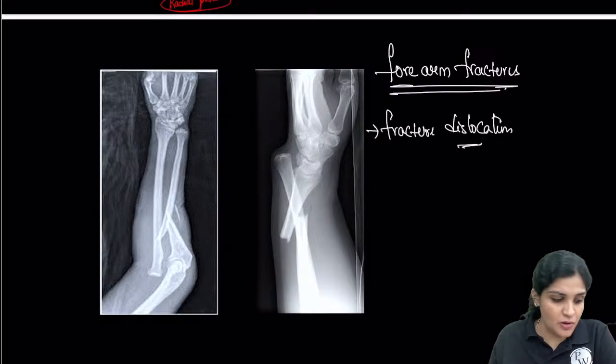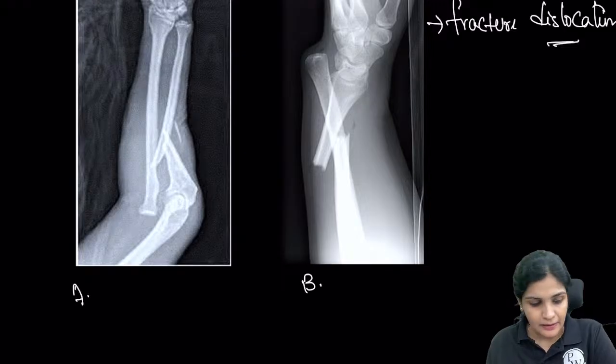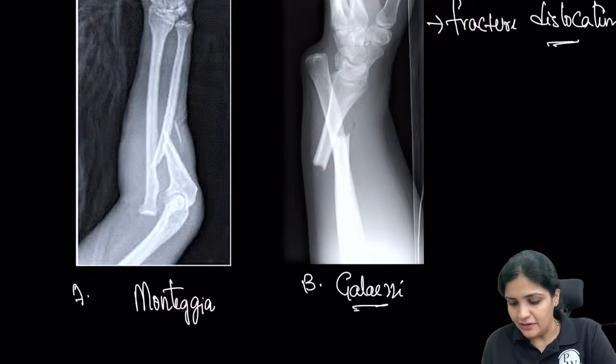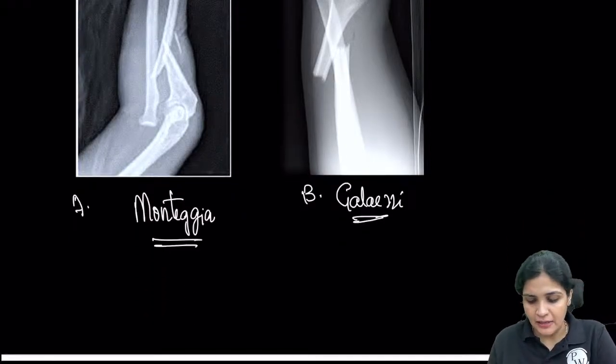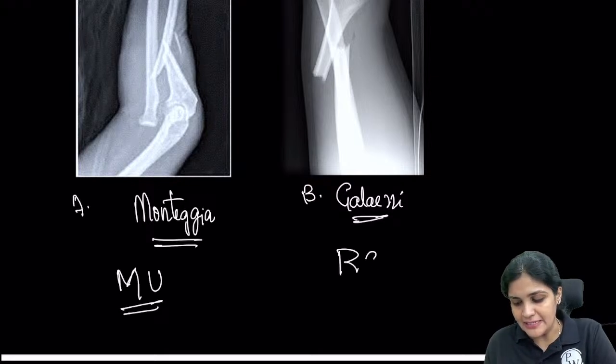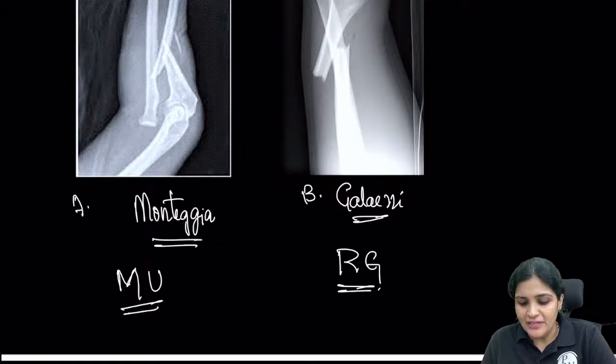First one is what? Monteggia. Yes, very good. The first one is Monteggia. The second one is Galeazzi. Very good. So what is Monteggia? Ulnar. What is Galeazzi? Proximal or middle ulnar fracture. Yes.